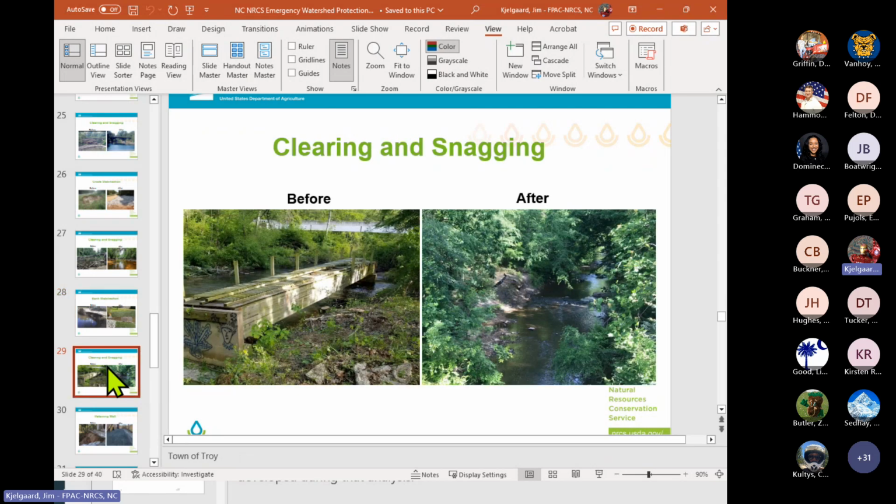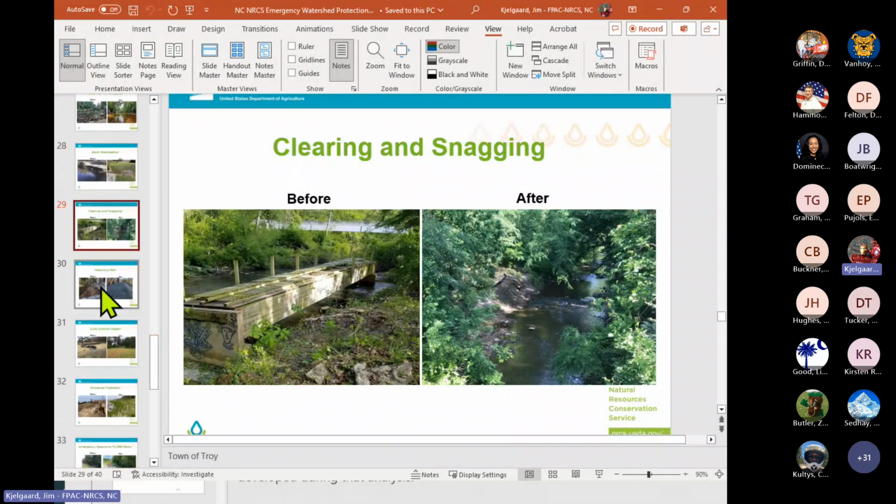We augment it. Clearing and snagging. This was an interesting one. This is a bridge that had washed into the creek from a storm. The sponsor was interested in repurposing this bridge at another site. So we assisted them with removing it and taking out any associated debris from the channel. And they actually did end up moving it, reusing it in another site.